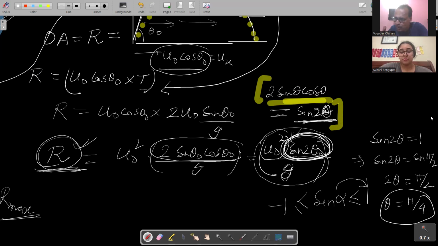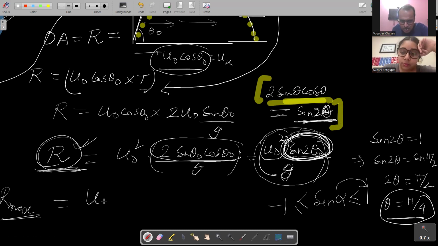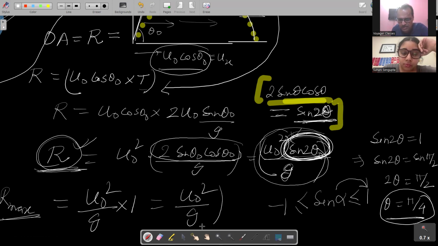If the angle is more or less, then you are not going to get the maximum range. Well, you may reach the maximum height, but not the range. If you want to get the maximum range, that angle has to be 45 degrees with the horizon. If that happens, then sine theta value has to be 1. So now R max is equal to U0 square by G into 1, so it comes down to U0 square by G.